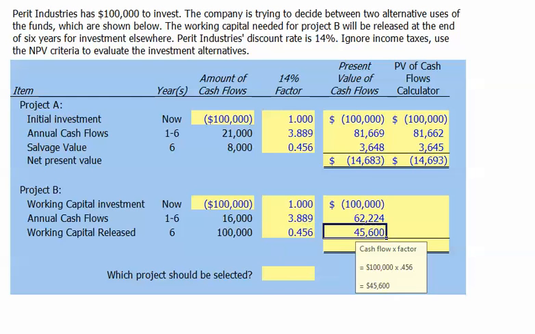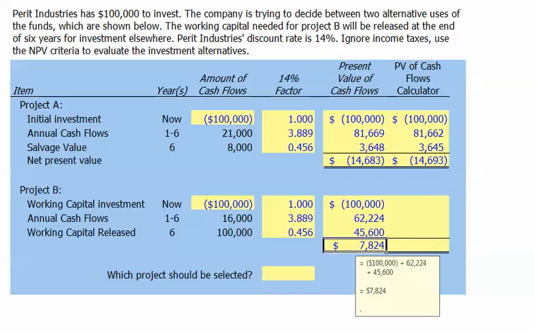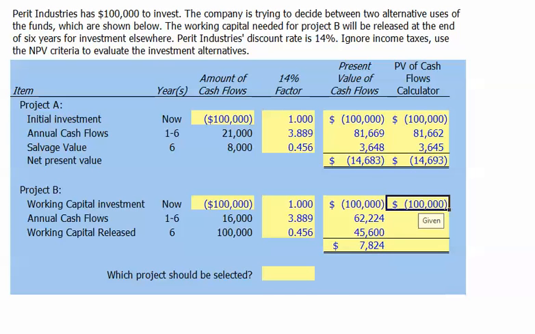Multiplying this by the cash flow, we get a present value of $45,600. And again, the net present value is simply the present value of the cash inflows minus the initial project cost, and we have a net present value of $7,824. Using our financial calculators, the working capital investment at time 0 has a present value of a negative $100,000.